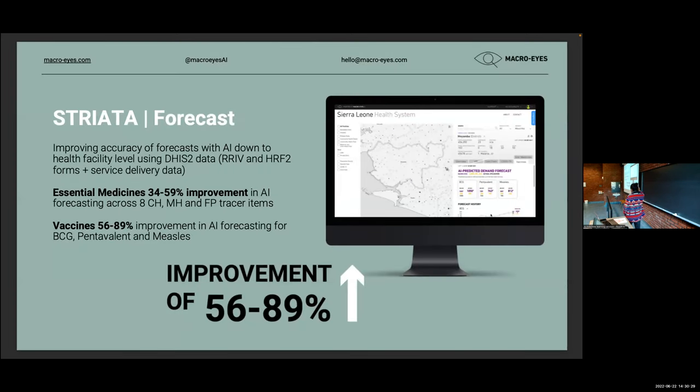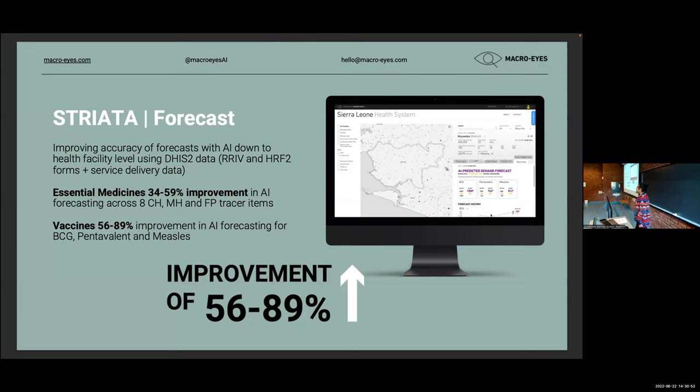So for forecasting, what we did was, talking to the government, we got access to DHIS2 data. Our engineers developed an API to connect and pull data from DHIS2. And then we also agreed with the government to focus on 8 essential medicines that they had. And they told us to work on 3 types of vaccine.